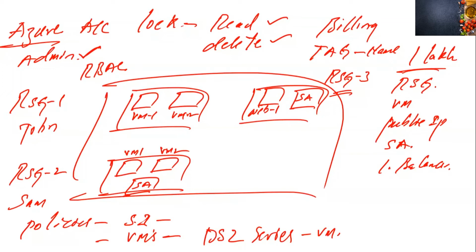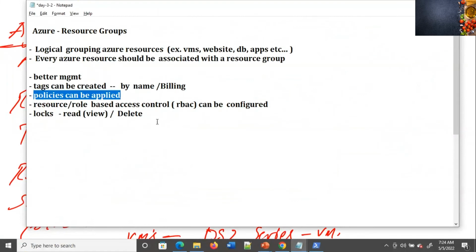So guys, if you want to apply conditions, you can apply them with the help of policies. Just now we have seen what RBAC is, guys. So these are the key points, guys. Always remember this one if anyone asks.